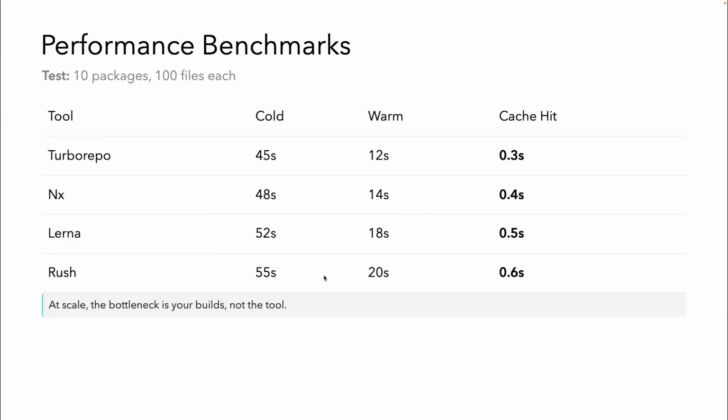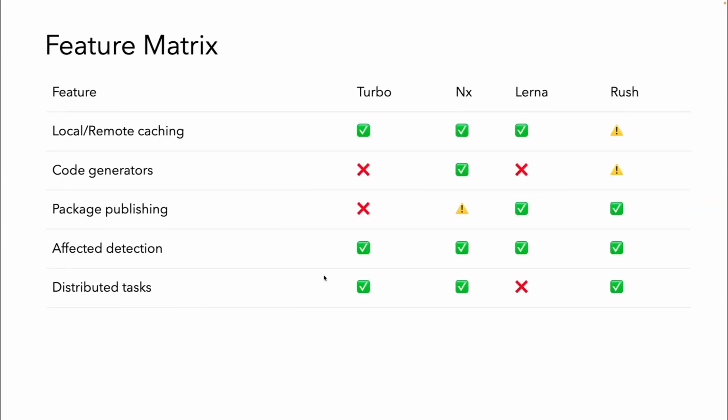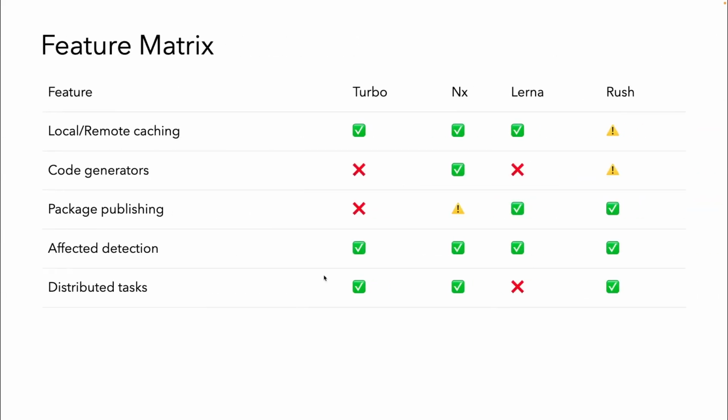Performance benchmark: Turborepo is warm in 12 seconds, cold time is also less, and cache is 0.3 seconds. So Turborepo is faster than NX and then Lerna. Feature matrix: caching, Turborepo is good, NX and Lerna too. Code generators: Turbo is plain, simple, lightweight, with no code generation, and no code generation in Lerna, but NX does all those things. It provides a CLI where you can generate the whole monorepo setup.